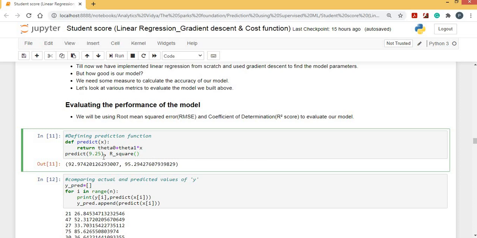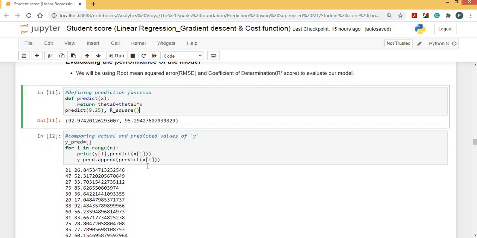So the value for 9.25 hours, which was asked in the question, is 92.97. And the R square, which ideally should be 100, is 95.29. So we can say it's a good model.